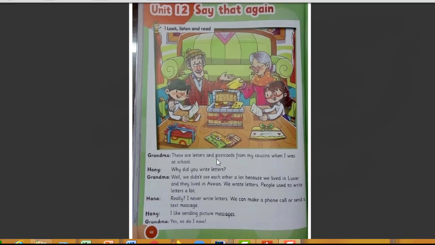So here, these are letters and postcards from my cousins. They wrote these letters because they lived away from each other, and they couldn't know the information about each other except in this way. So they used letters and postcards. When you want to say the same words or the same thing that everyone does, you can say "so do I." Okay? Turn over the page.